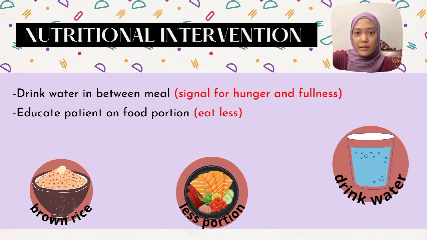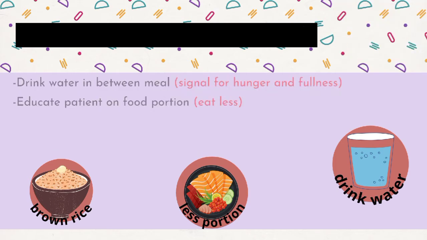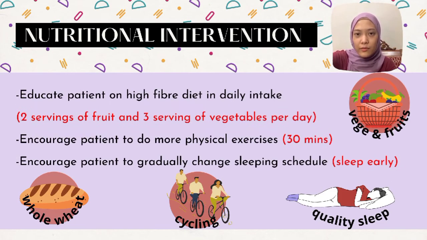The patient should eat a smaller portion of cream crackers in his daily intake. It can be reduced to 3 to 4 pieces per intake. The patient should also try to eat rice in moderation, which is 2 flat scoops of rice. Educate the patient on high fiber intake, which is 2 servings of fruit and 3 servings of vegetables per day.